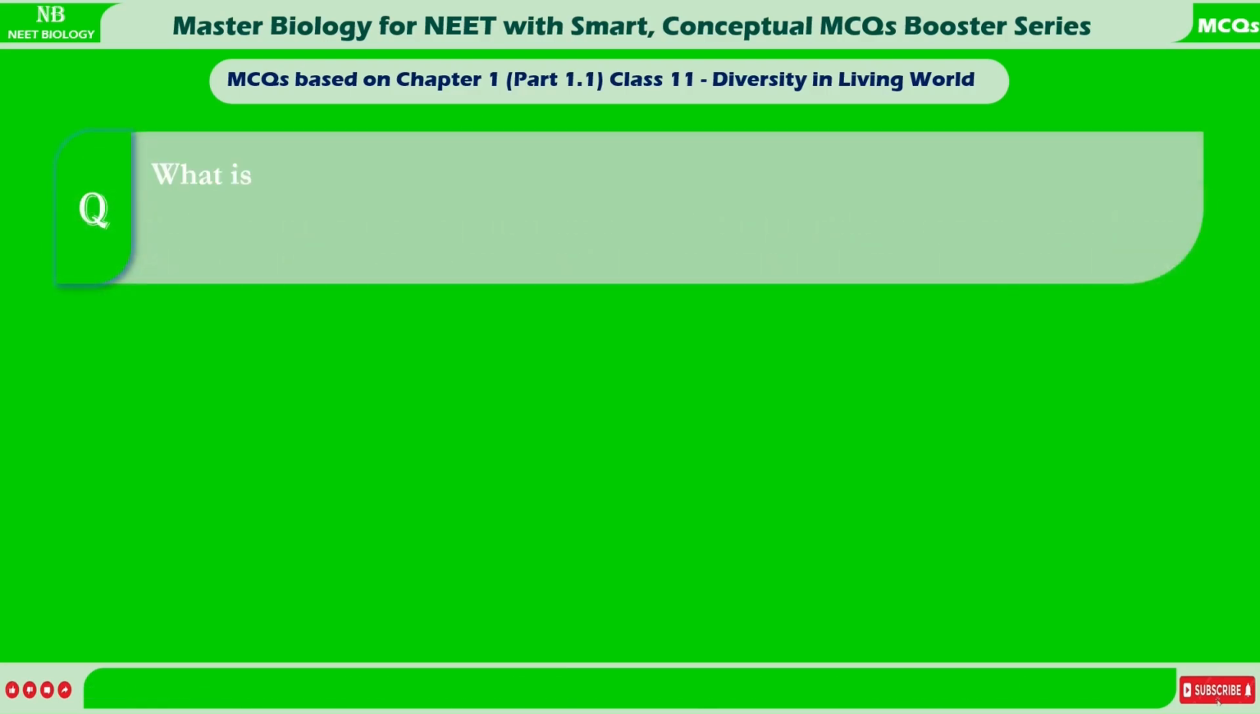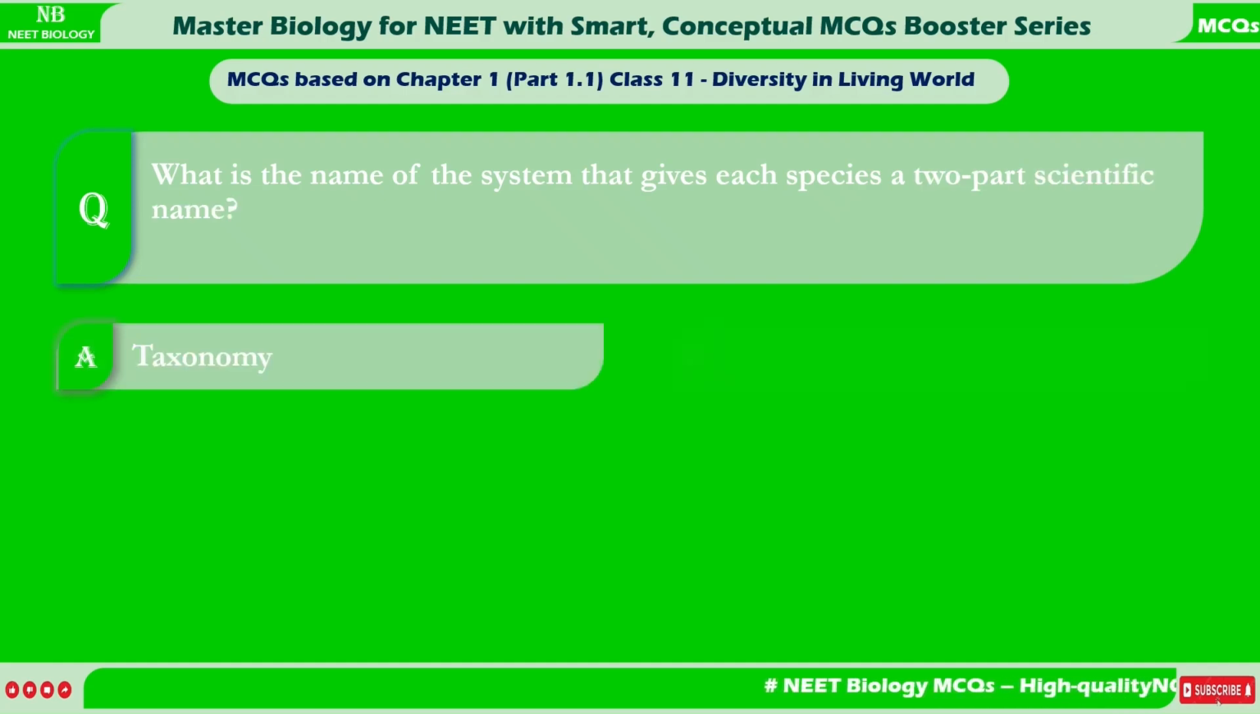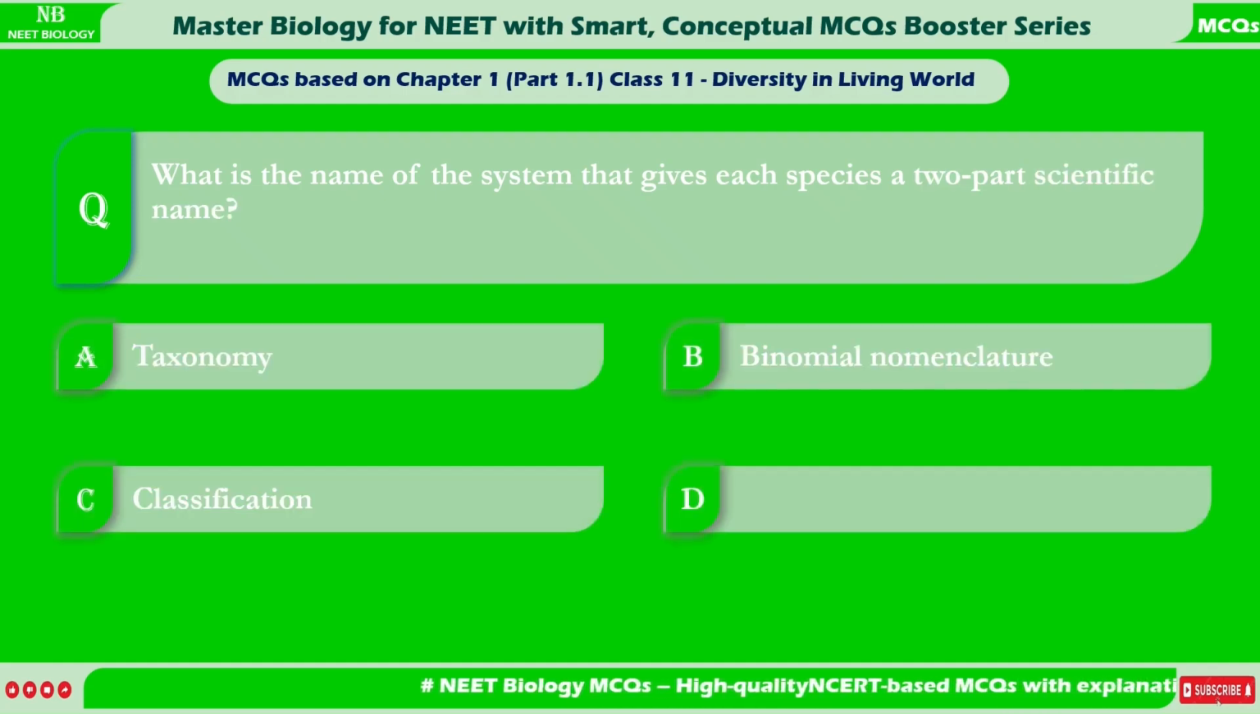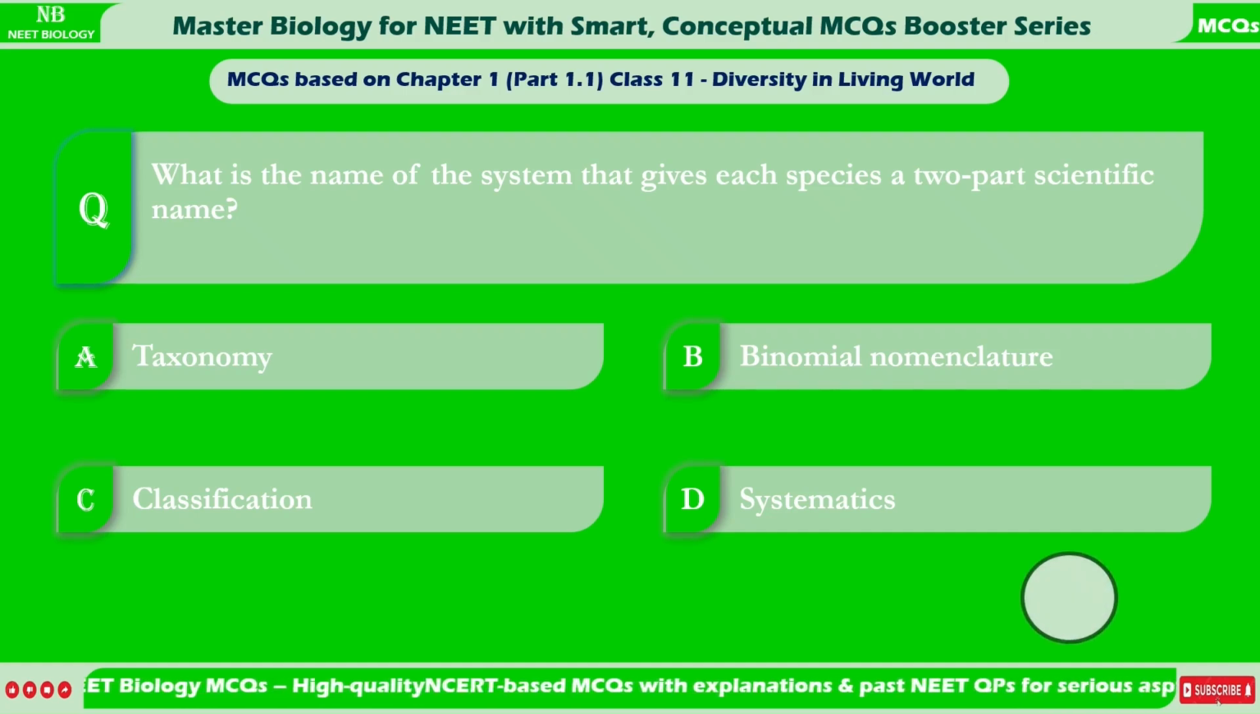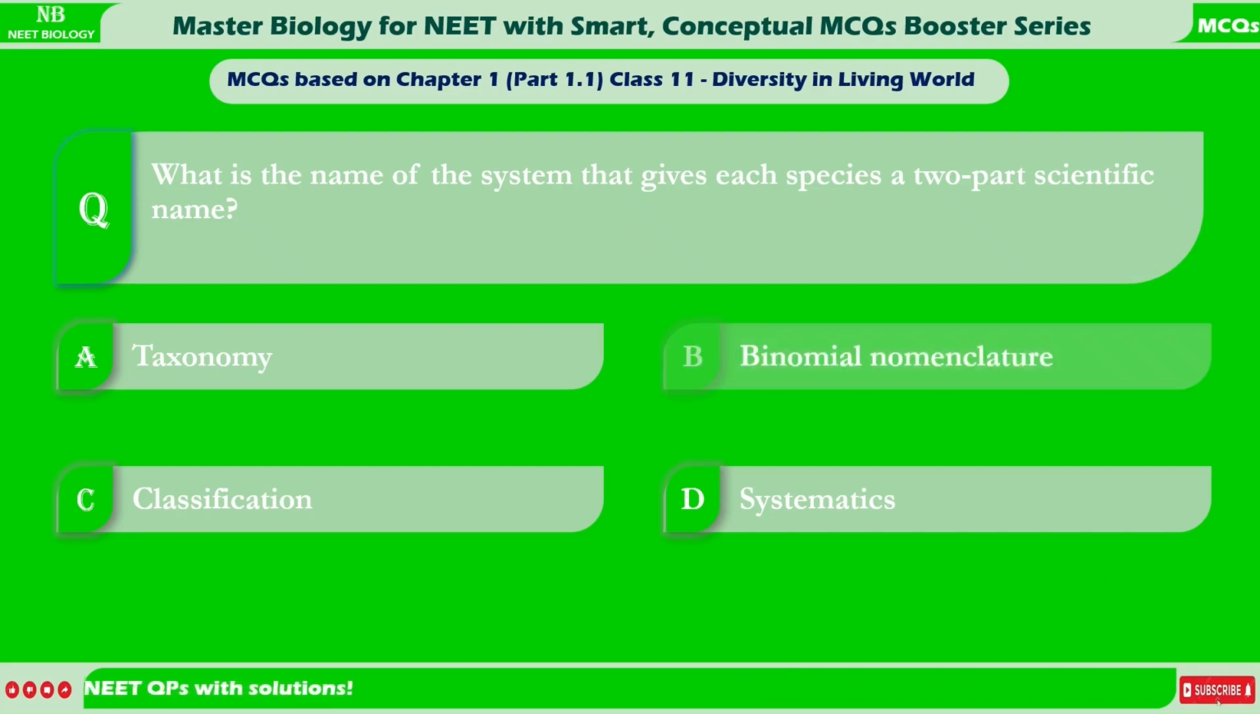What is the name of the system that gives each species a two-part scientific name? A. Taxonomy. B. Binomial nomenclature. C. Classification. D. Systematics. Correct answer is B. Binomial nomenclature.